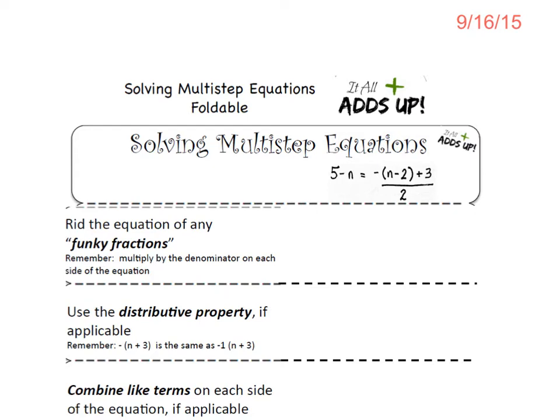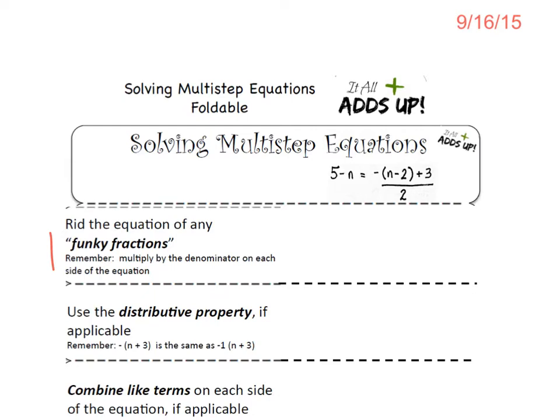So here's our first example. It says 5 minus n equals negative n minus 2 plus 3 over 2. Okay, so first off, we're gonna call this step 1. I forgot to write them, so you're just gonna put step 1. It says rid the equation of any funky fractions. Remember to multiply by the denominator on each side of the equation.